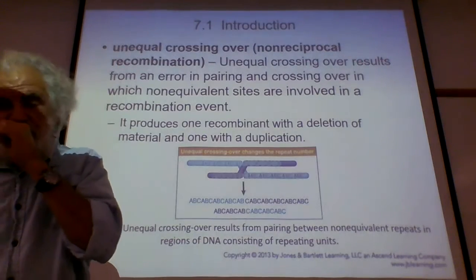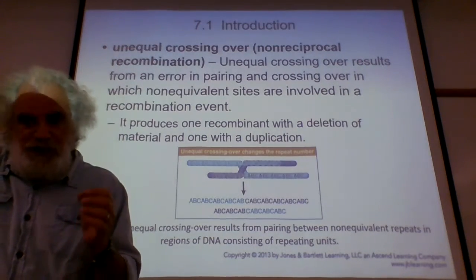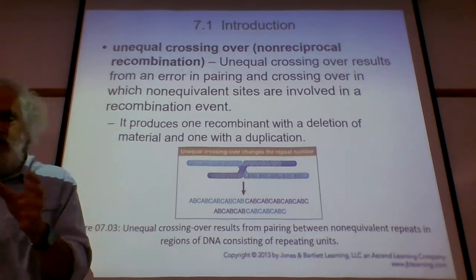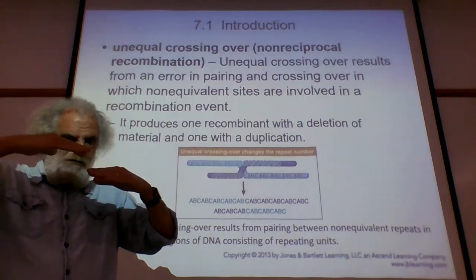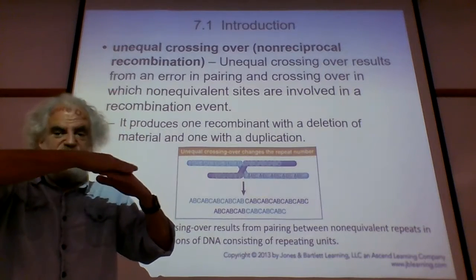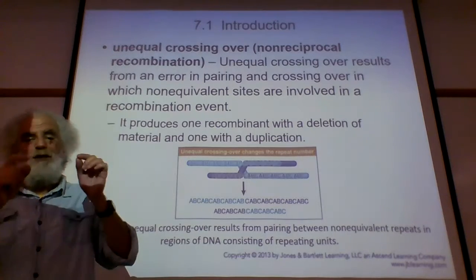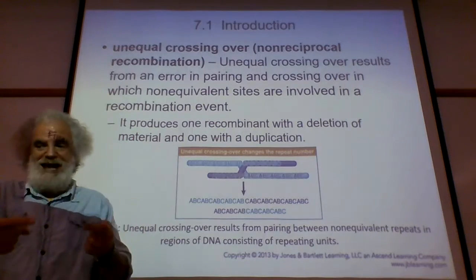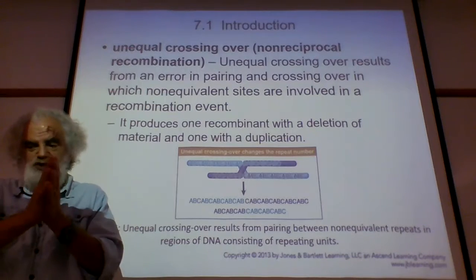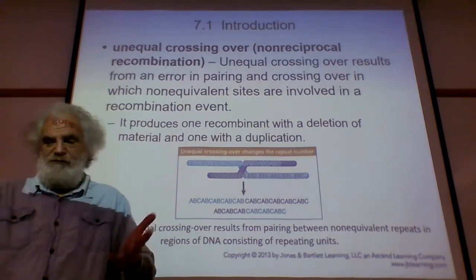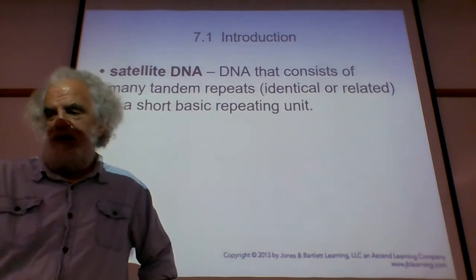Now, what can happen though is unequal crossing over. In this case, unequal crossing over is going to happen because you have a mismatch in the exact spot where the recombination should be occurring. And so one chromosome is going to end up losing and one chromosome is going to end up gaining. And unequal crossing over can generate a series of repeats. This is a pretty good model for how repeat sequences are being generated.